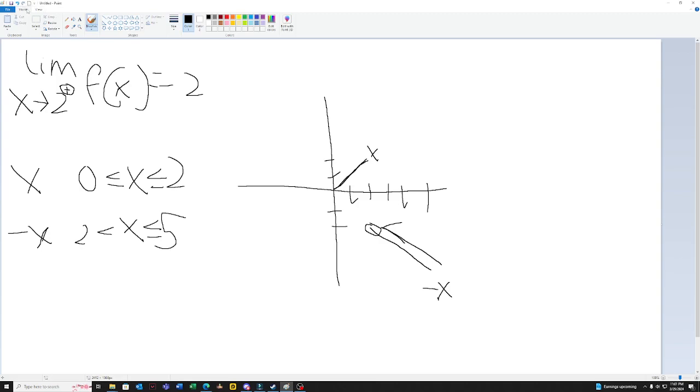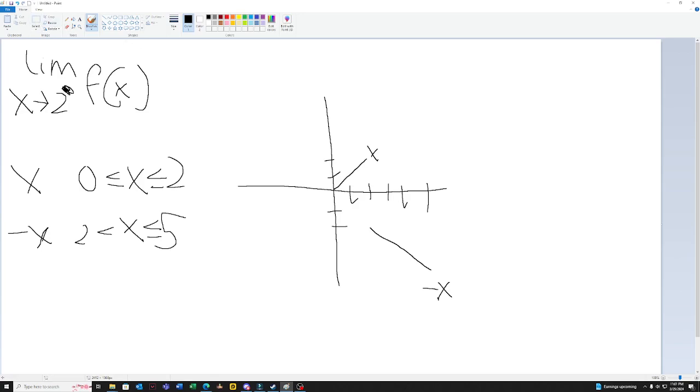That's why the general limit doesn't exist: when you have nothing in front of this 2, the limit does not exist, because the left approaches something different than what the right approaches.